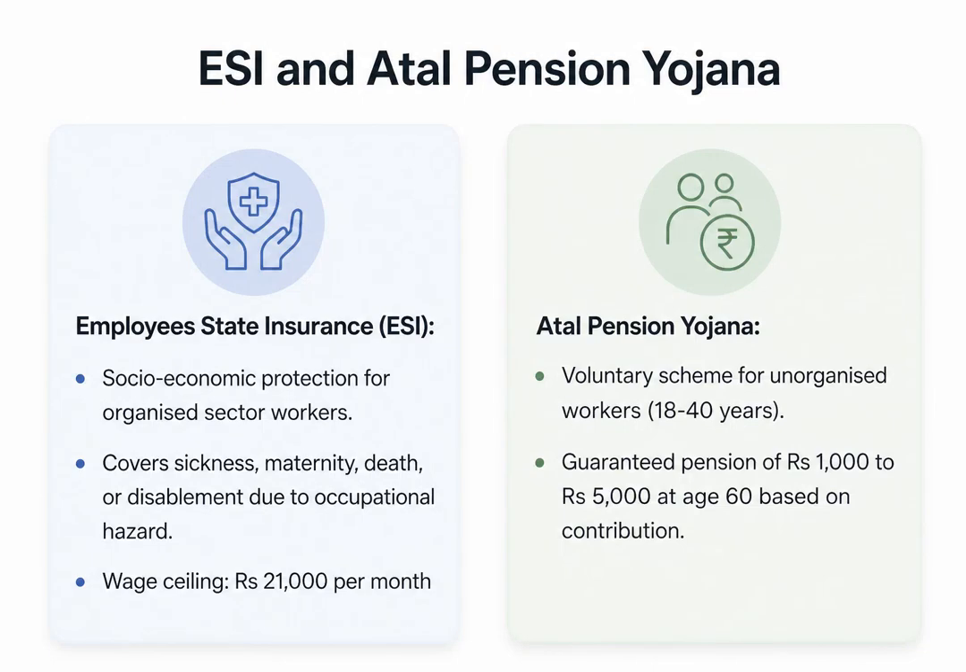2 other vital safety nets are the ESI and the Atal Pension Yojana. The Employee State Insurance Scheme protects organized sector workers earning up to 21,000 rupees a month, covering medical contingencies like sickness, maternity, and workplace injuries. On the other hand, the Atal Pension Yojana is open to any Indian citizen between 18 and 40, primarily focusing on unorganized workers, offering a guaranteed future pension ranging from 1,000 to 5,000 rupees depending on their contribution.